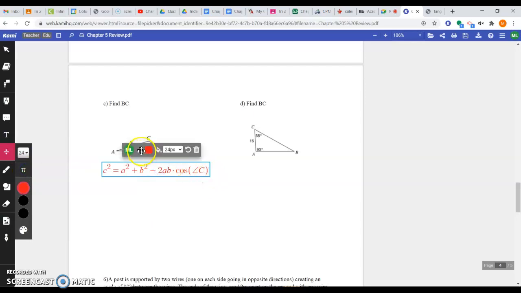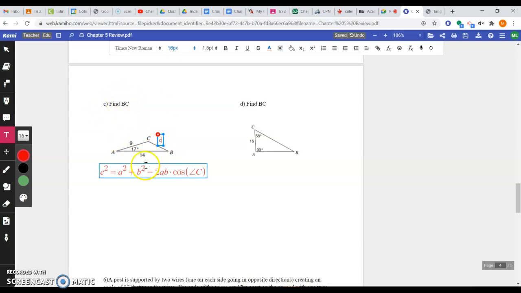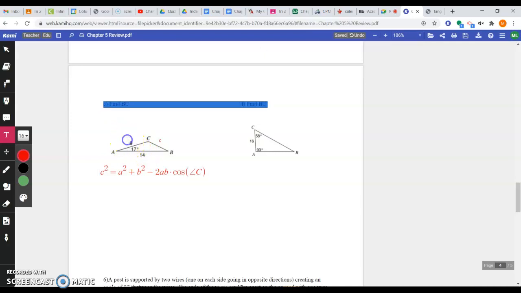Now I'm just going to plug in, but first let's label our sides, okay? The side across from our angle is always going to be our side length c, our little c. So I see my 17 is right here. Well, that means BC is my side c, which is good because that's what we're trying to find. And then I get to choose out of the last two which one I want to be a and which one I want to be b. I'm going to make 9 my a. I'm going to make 14 my b.